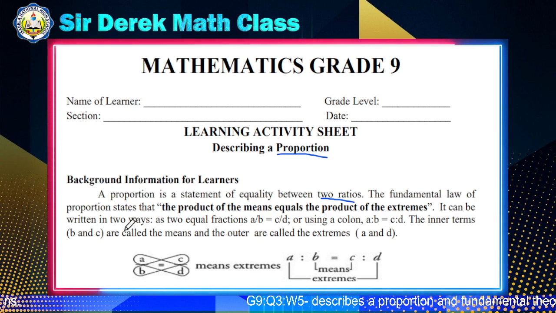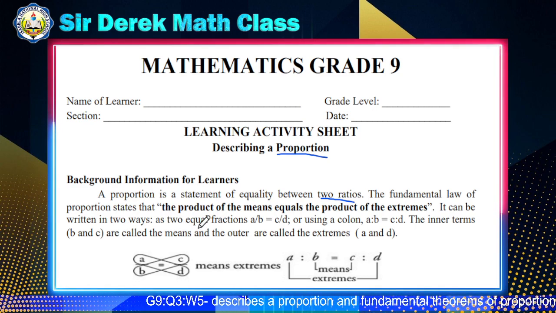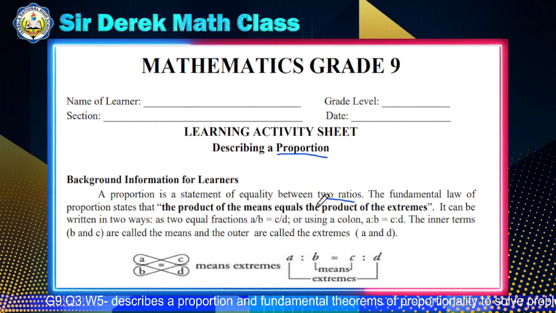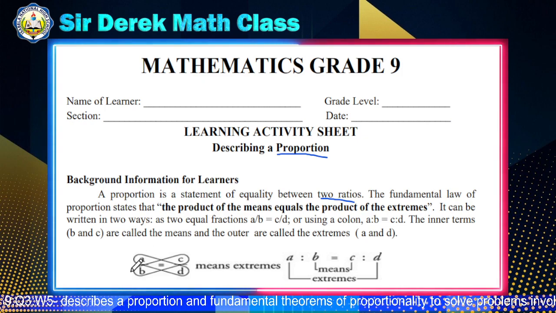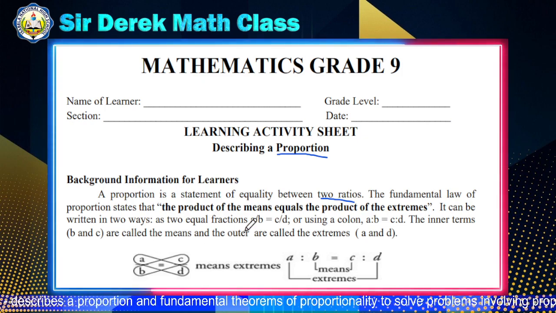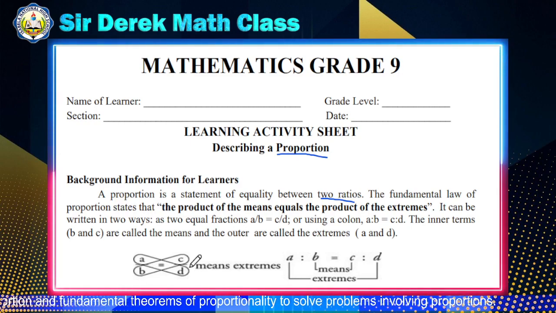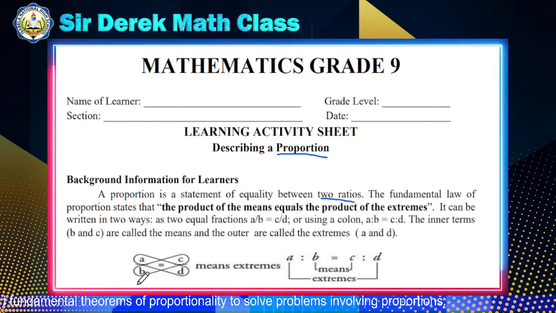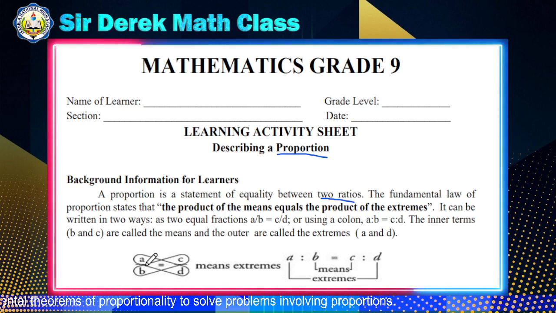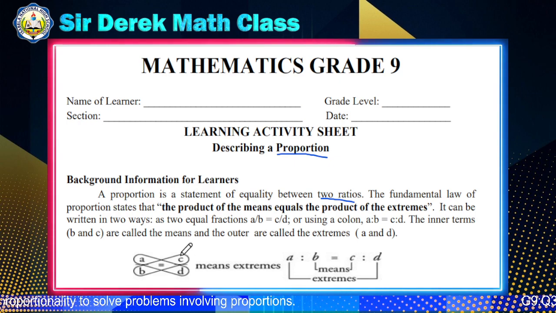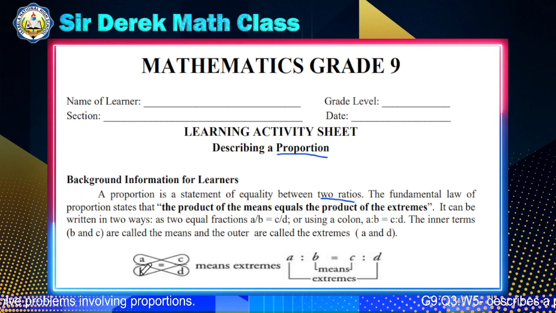It can be written in two ways. There are two ways of writing ratios or proportions. The first is using fractions: A over B is equal to C over D. This also describes a proportion. This is a ratio on the first part, equivalent to the ratio on the second part of the equation. That's why they call it proportion.